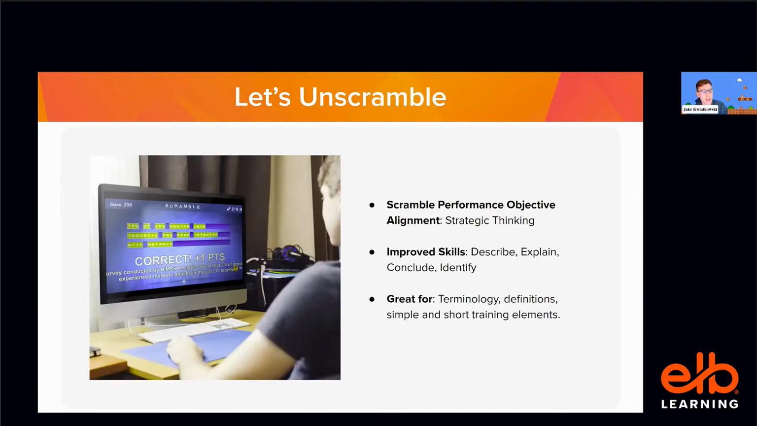All right, so let's unscramble. So one of the performance objectives that we had when creating Scramble was strategic thinking, getting things in the right order, quickly, correctly, and improving skills as describing, explaining. If you are needing to touch up on terminology, phrases, this could be really great for sales teams. I could think of a ton of different applications for this.